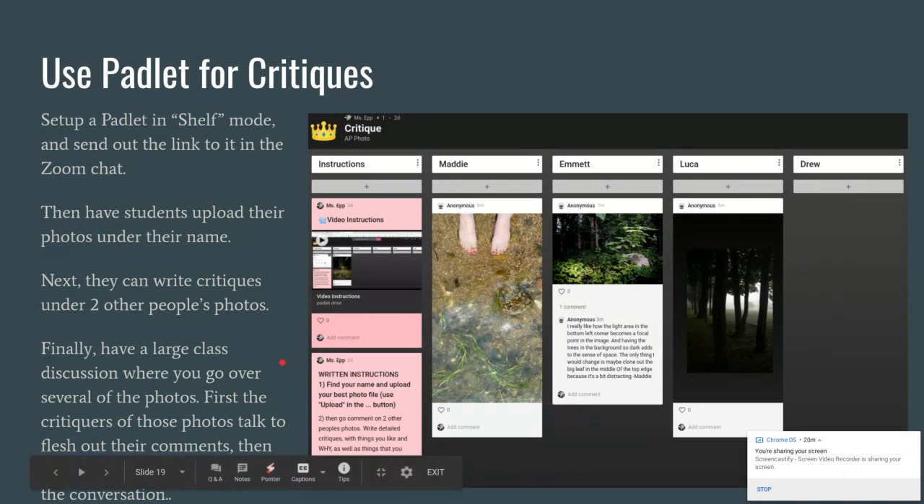Just have the students, like I just set it up with each kid's name, and then they go under their name and upload their image, and then other students go in and make comments on the pictures. And then you use that to build off of and have a discussion in the main room, or you could have them in breakout rooms. But even in the main room, you can say, like, oh, Maddie, I see how you commented on Emmett. Can you explain that a little bit? And then, hey, does anybody else who didn't comment on Emmett's have anything to add to that? And just run it like you would a normal conversation or discussion.